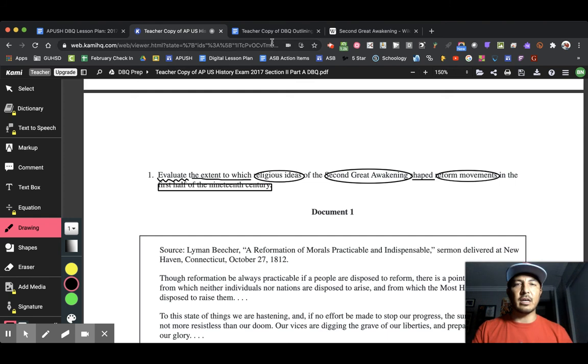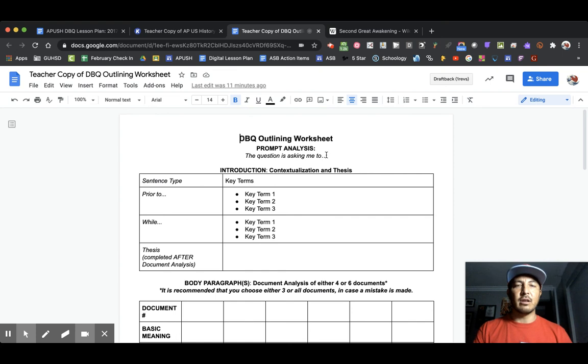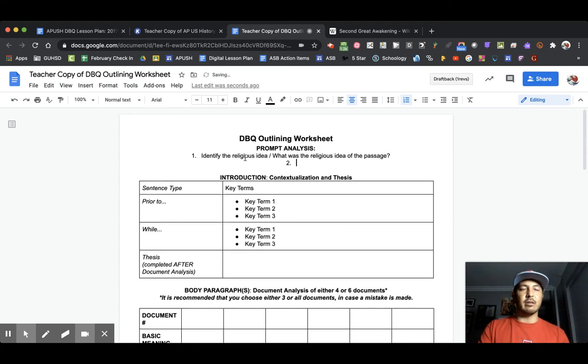So let's go ahead and take a look at our outline worksheet and kind of focus on the prompt. And the prompt is asking you a couple of things. Number one, to write this in one way, you can say identify the religious idea. It's the first thing it's kind of asking us to do. Or you can put it a lot easier, what was the religious idea in the passage? Right? We know this is about the Second Great Awakening, so most likely there's going to be some kind of religious idea of the Second Great Awakening in the passage.